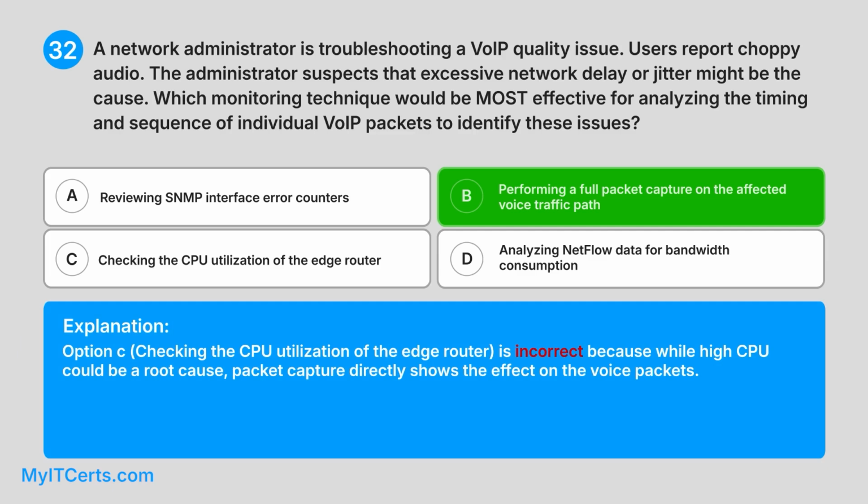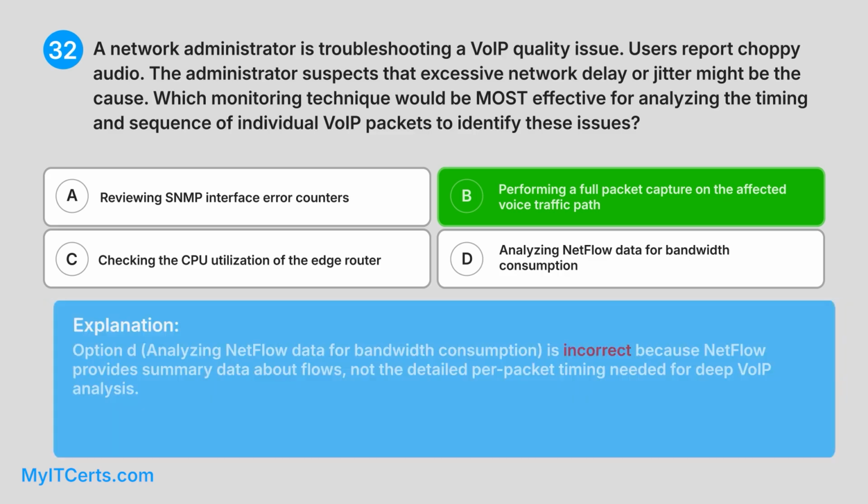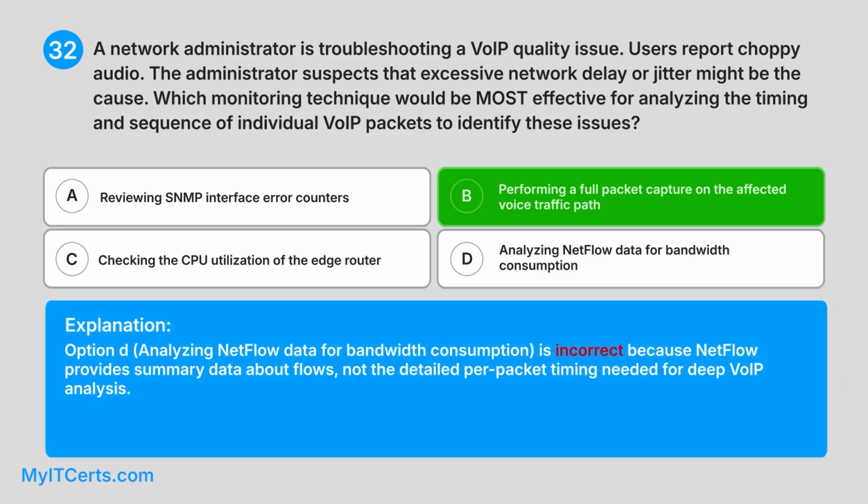Option C, checking the CPU utilization of the edge router, is incorrect because while high CPU could be a root cause, packet capture directly shows the effect on the voice packets. Option D, analyzing NetFlow data for bandwidth consumption, is incorrect because NetFlow provides summary data about flows, not the detailed per-packet timing needed for deep VoIP analysis.